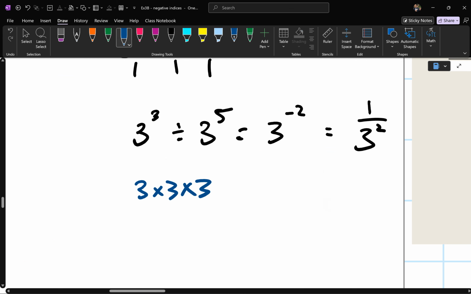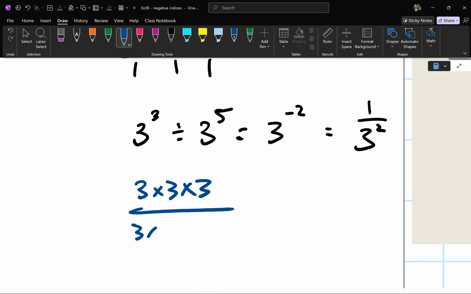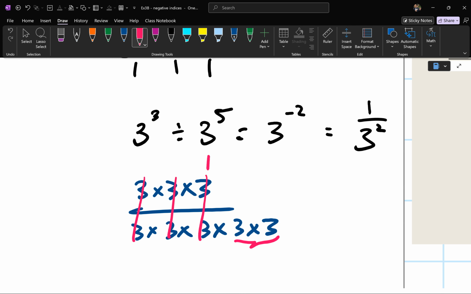3 times 3 times 3, that's 3 cubed. Divided by, you got 5 of them on the bottom. If you divide them, naturally, 3 divided by 3 is 1, 1, 1. So there's 1 on the top in the numerator. And in the denominator, I've got 2 left. That's why it ends up being 1 over 3 squared. But that comes from rule number 2. And rule number 2 just came from fractions. Does that make sense? And if you follow that idea, that's how rule number 6 comes about as well.